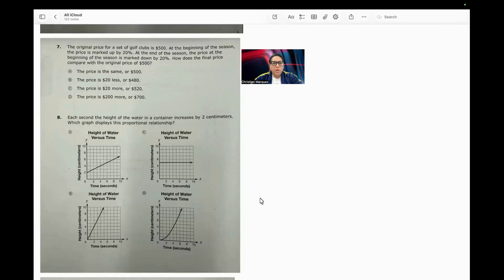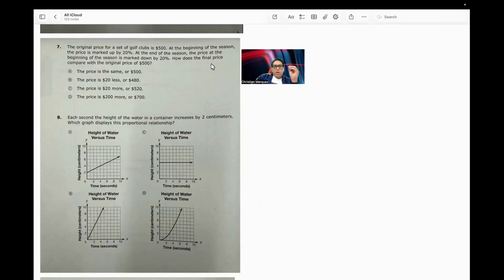For question number 7, remember, before you solve anything, stop and read the question. Ask yourself, what is the problem? What is this problem asking me to find? Let's read this together. How does the final price compare with the original price of 500? Looks like after we solve and find the price, there's some changes.